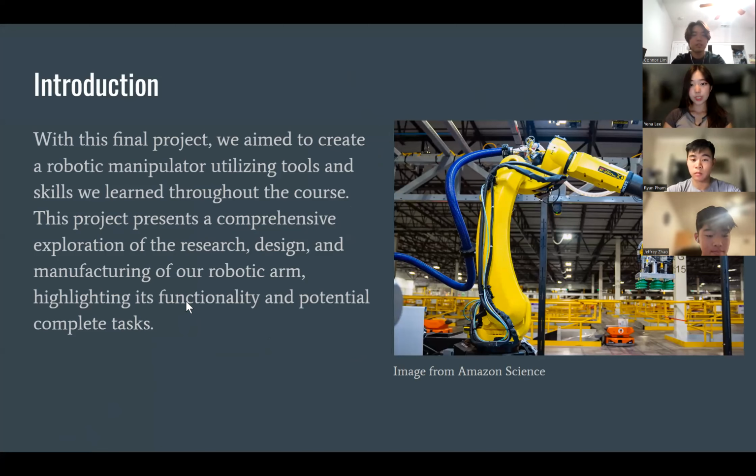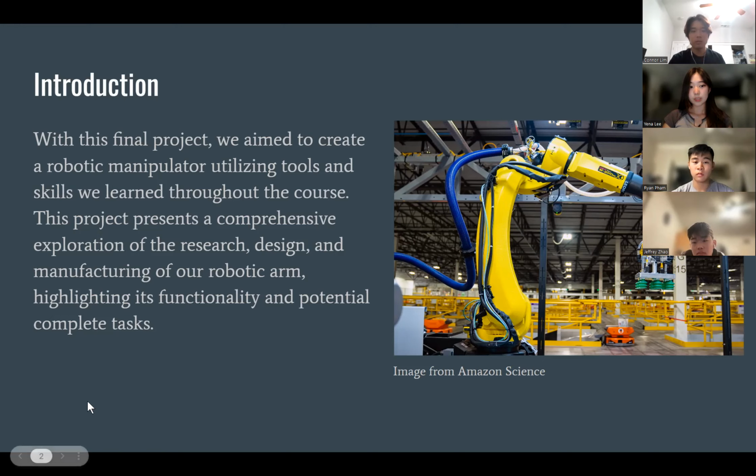So for the introduction, with this final project, we aim to create a robotic manipulator utilizing tools and skills we learned throughout the course, including visualizing mechanical components using SolidWorks, which is a computer-aided design software. And this project presents a comprehensive exploration of the research, design, and manufacturing of our robotic arm gliding gripper gadget, which highlights its functionality and potential to complete tasks.